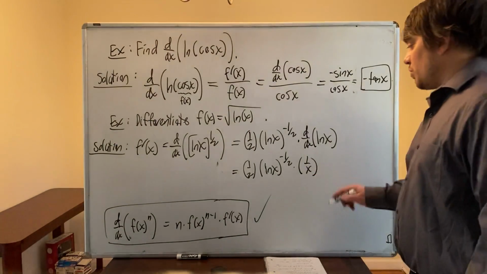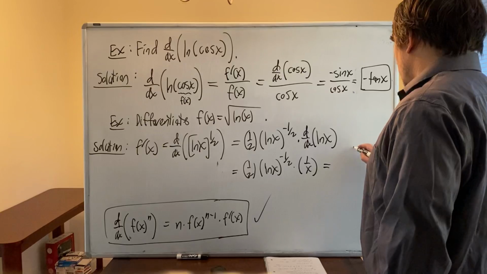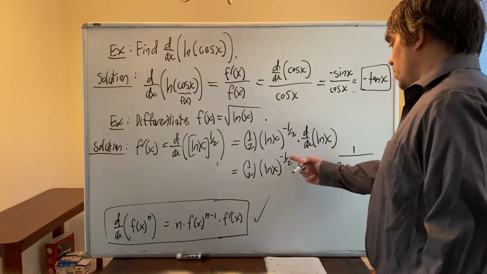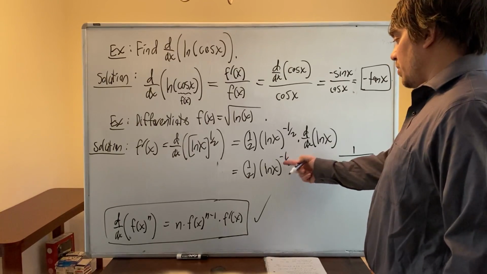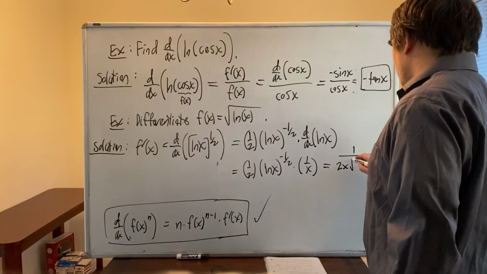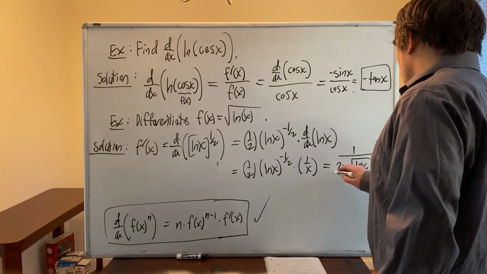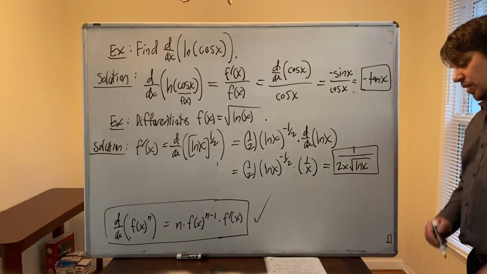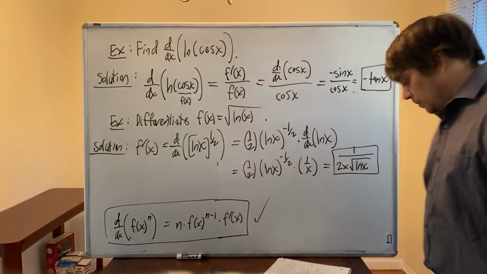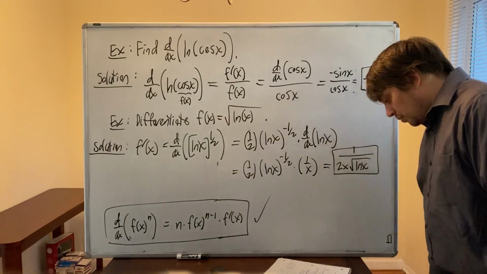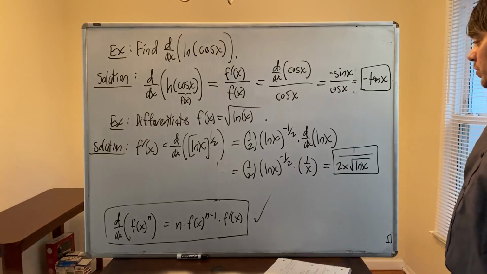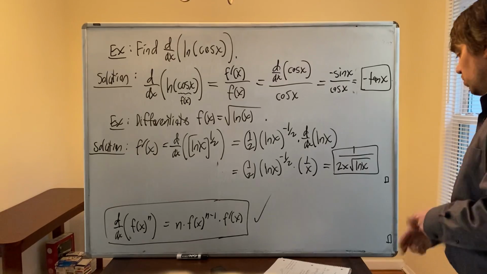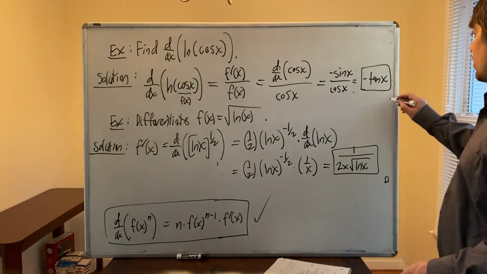Derivative of ln of x is 1 over x. And so that's equal to 1 over 2 times x times the square. Negative 1/2 means you move the 1/2 power to the denominator. So ln of x to the 1/2 in the denominator is the square root of ln of x. So you get that f prime of x is 1 over 2x times the square root of ln of x. And that is the end of that part of the proof.